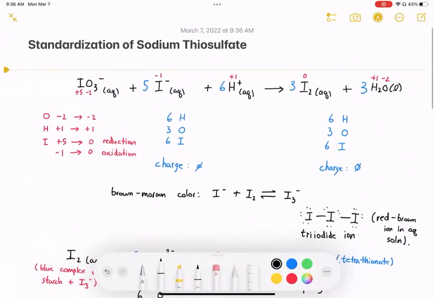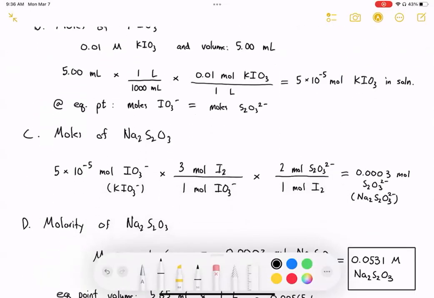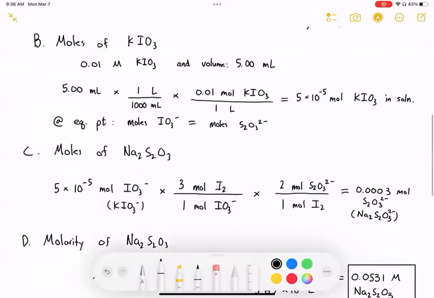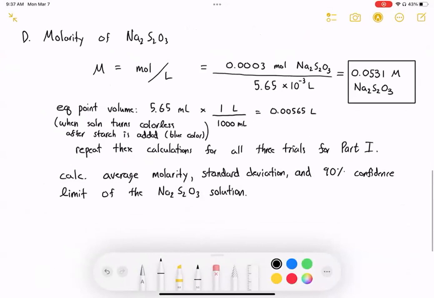So here's a summary. Balanced chemical reaction, find the moles of iodate, determine the moles of sodium thiosulfate, then find the molarity by using the endpoint volume or the equivalence point volume. Okay, so let's go to the second part now.